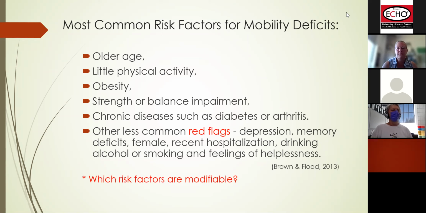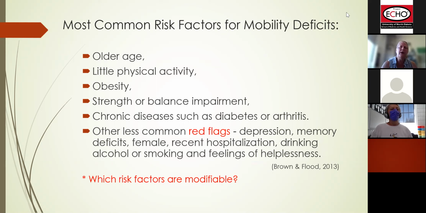Depression, memory deficits, people with dementia or Alzheimer's, their mobility might be impacted more by their cognitive impairment. Being female has a greater risk. Recent hospitalization, there's been evidence that shows that people who have recently gone into the hospital usually have a decline in mobility, and drinking alcohol, feeling helplessness, going into depression.